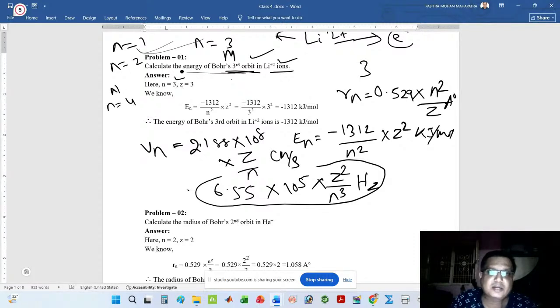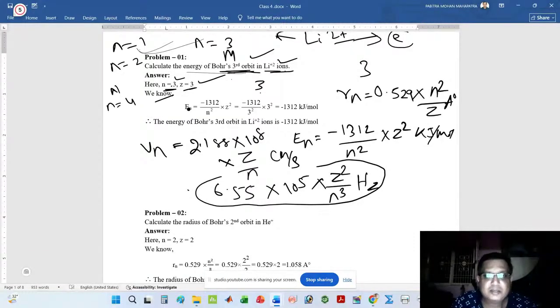So from the question it is clear that Bohr's third orbit means the n value is 3. Since the Li2+ ion is given, we know that the atomic number of lithium is 3, so the Z value is also 3. Again, n is equal to 3 because in the question Bohr's third orbit is given. Here the Li2+ ion has atomic number 3, so the Z value is 3.